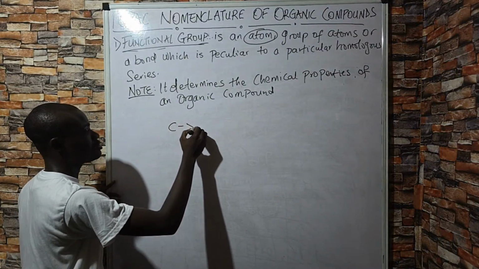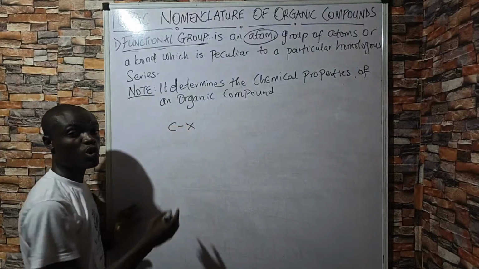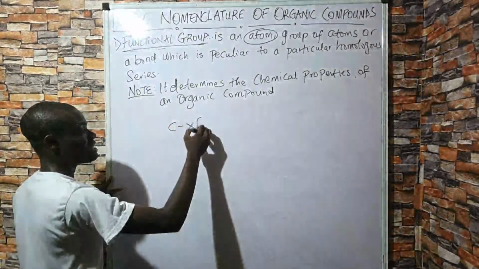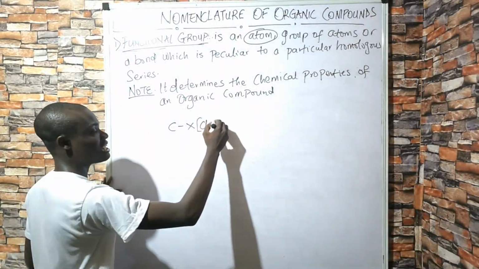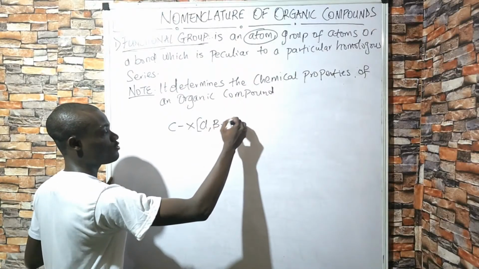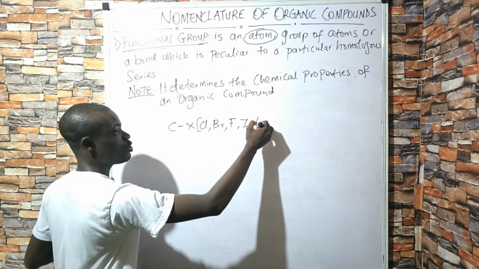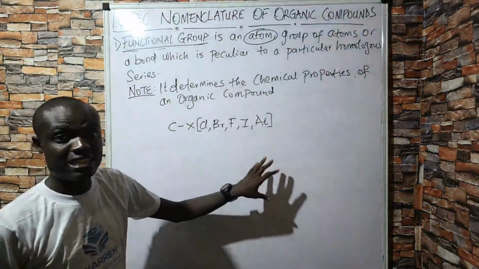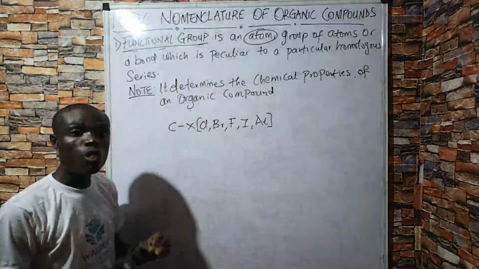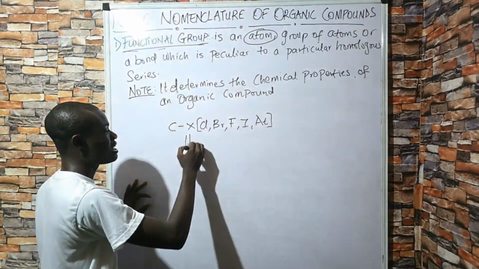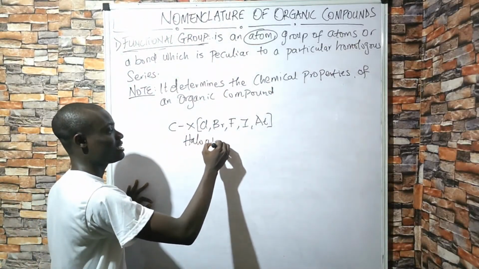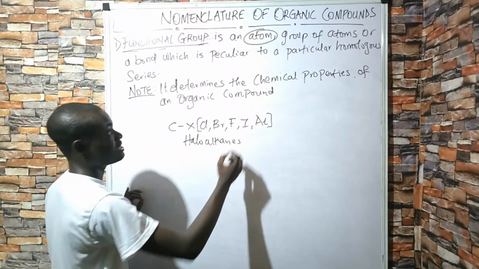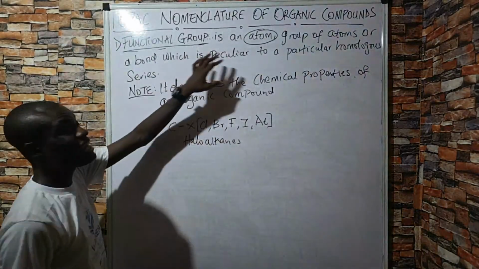We get to see things we call X. X stands for what we call halogens. So this X can be chlorine, this X can be bromine, this X can be fluorine, this X can be iodine, or let's say astatine. So you get to see compounds that contain any of these. We call this compound haloalkanes. So number one, a functional group can be an atom.